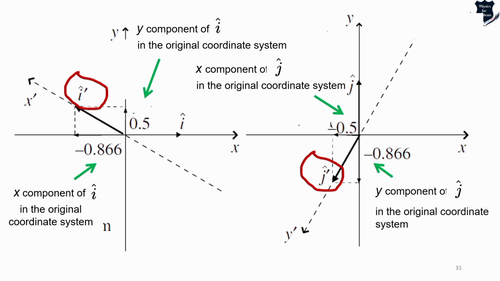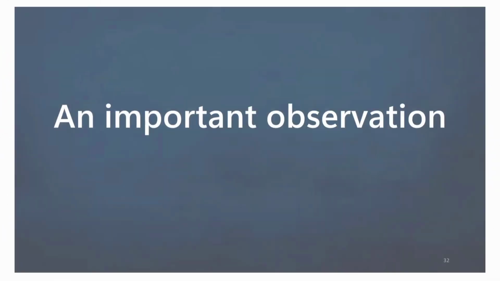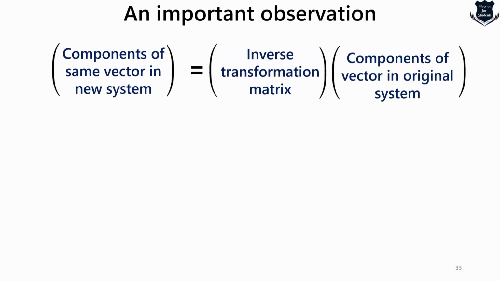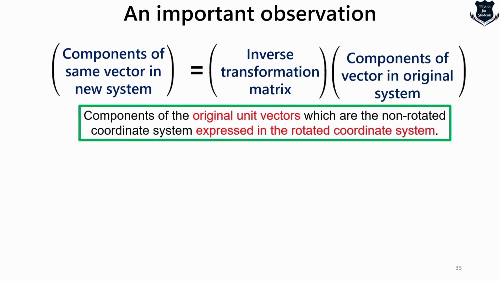Now I would like to conclude the video with a very important observation, coming from a comparison of certain important factors between the first video, I mean to say sequentially the second, and this video. So this is a very important observation. I would request you to pay a little more attention. So you see here, when I have done this part, that is, components of the same vector equal to inverse transformation multiplied by components of the original vector, what I was saying is this: components of the original unit vectors, which are in the non-rotated system, are expressed in the rotated system. So original vectors in the non-rotated system are expressed in the rotated coordinate system.